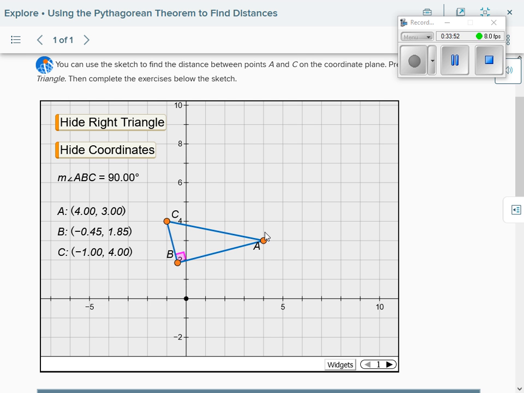How can we find the length of this side? We could use Pythagorean's theorem to find that. We could count for two of them and then use Pythagorean's theorem to find the last side. And that's the side that we're actually looking for. And that's where the formula that we're going to talk about today comes from.